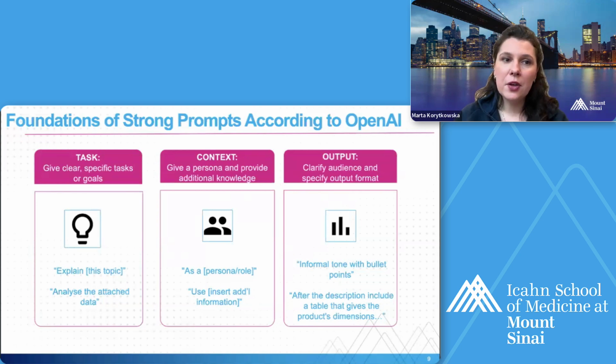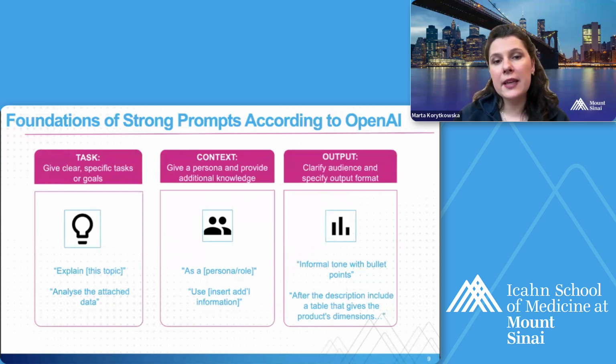The context would be: what is your audience or what is your role? So give a persona and provide additional knowledge. Explain this topic to me as an AI expert. Explain this topic to me as a professor in a class. Explain this topic to me as someone new to the field, right? Or use this additional reference point or this additional information to process that.